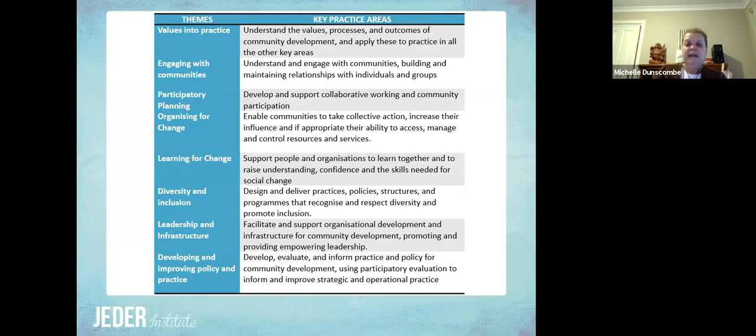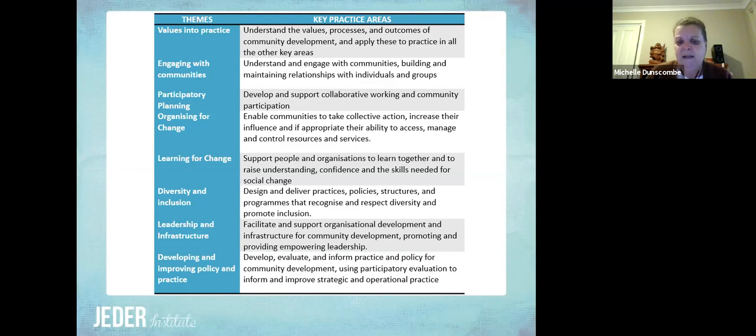So I won't go through them in detail, but just pick out some key points. We think about understanding and engaging with communities, enabling communities to take collective action. And that's certainly one of my favourites. But also in that enabling communities, there's supporting people and organisations to learn together, so that we all go on the journey together, as well as facilitating organisational development, but also supporting community members into leadership.